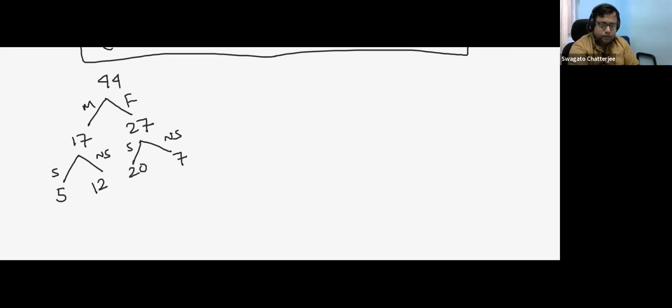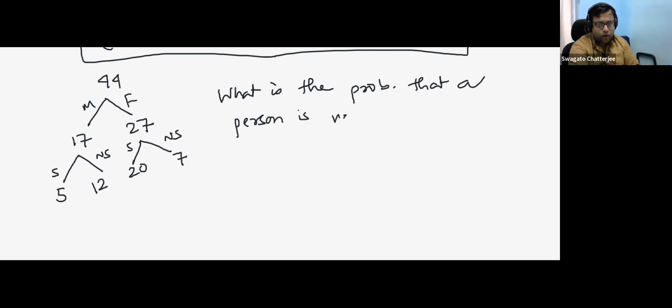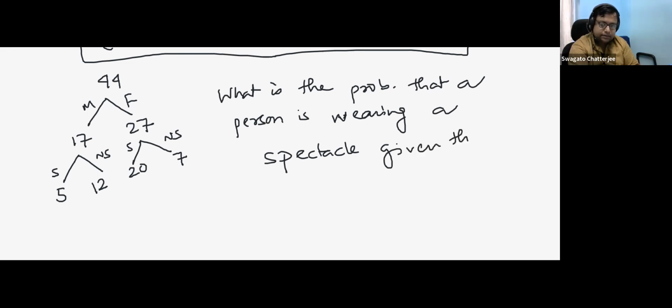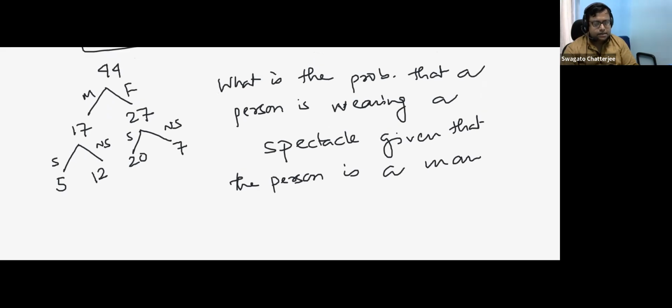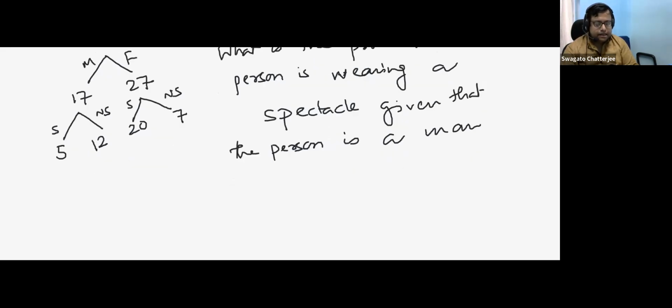Now, if I ask you what is the probability that a person is wearing a spectacle given that the person is a man? If this is the question that I asked, then what am I asking?